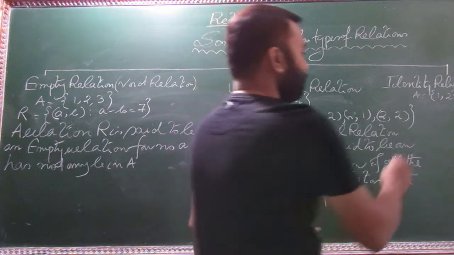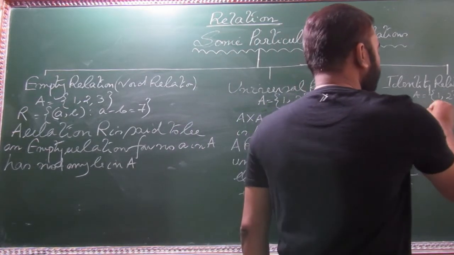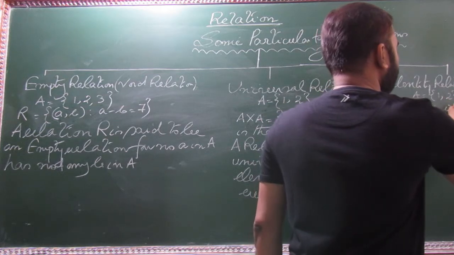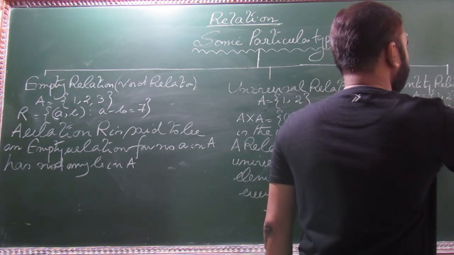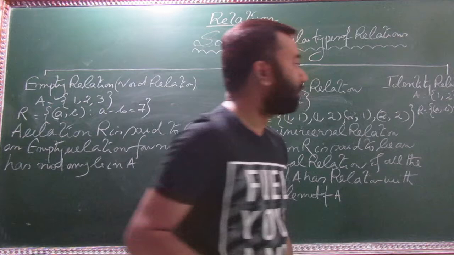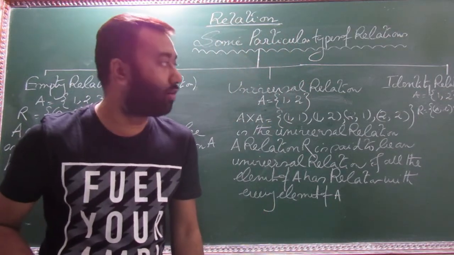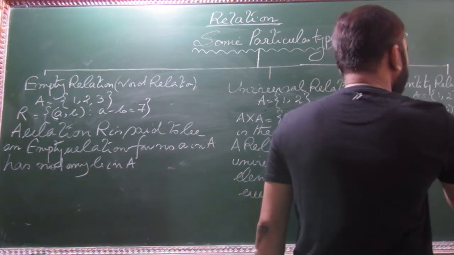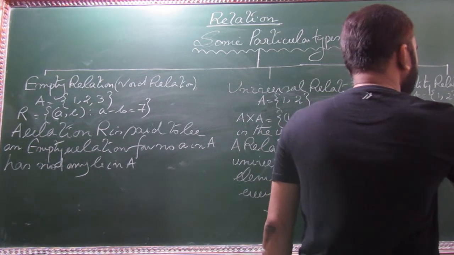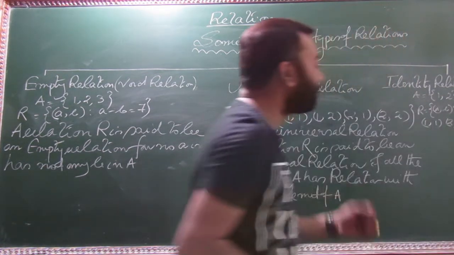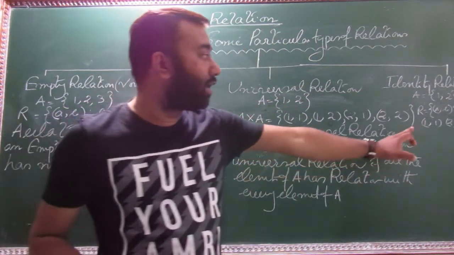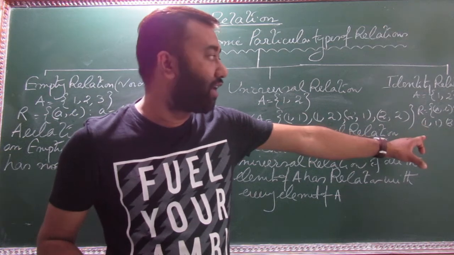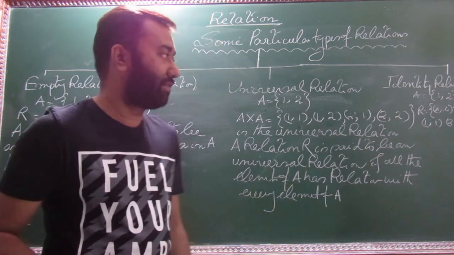Now let R be a relation from set A to B such that a is equal to b. That means what is the relation? (1, 1) and (2, 2). These are the relations. So this relation is known as the identity relation.